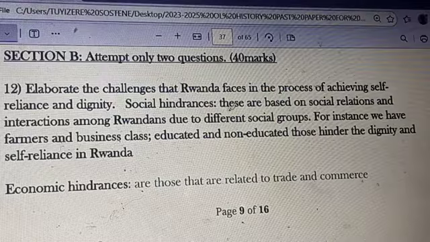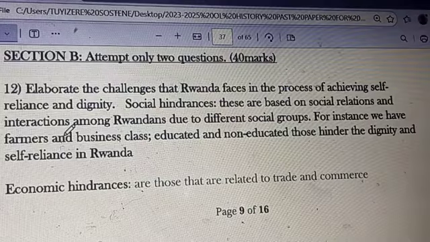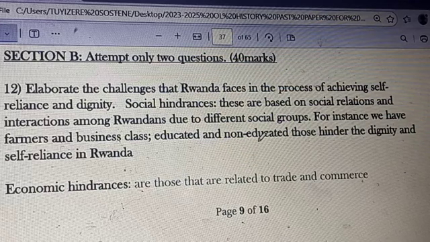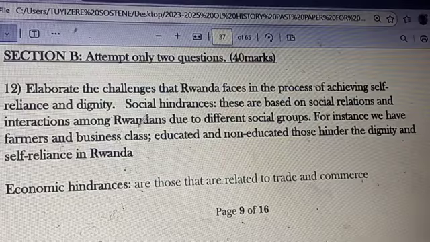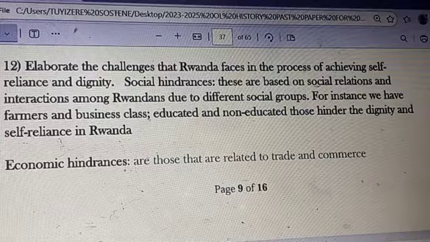Okay, social hindrance here, these are based on social relations and internal interaction among Rwandans due to different social groups. For instance, we have farmers and business class, educated and non-educated, which affect unity and self-reliance in Rwanda. This is as an introduction. This question has 20 marks. You must put your answer into three parts.